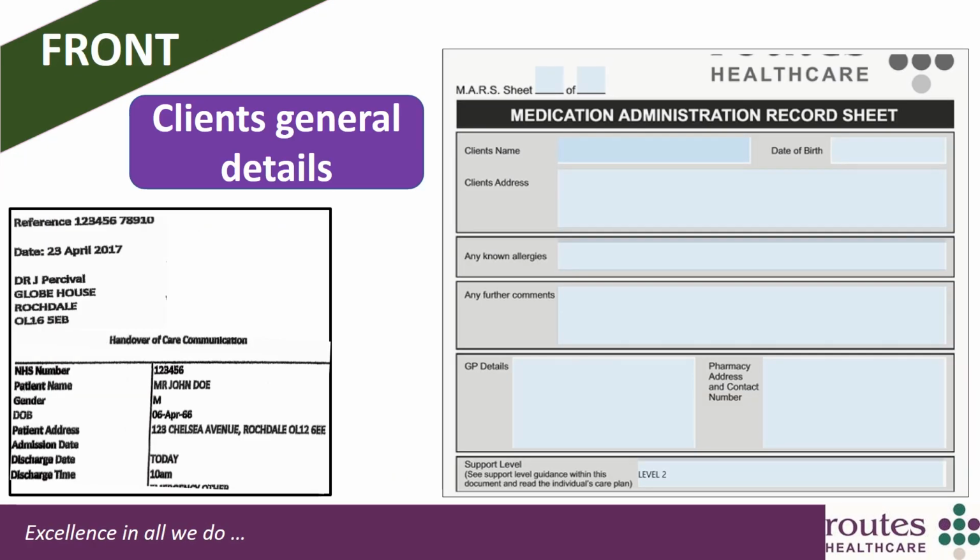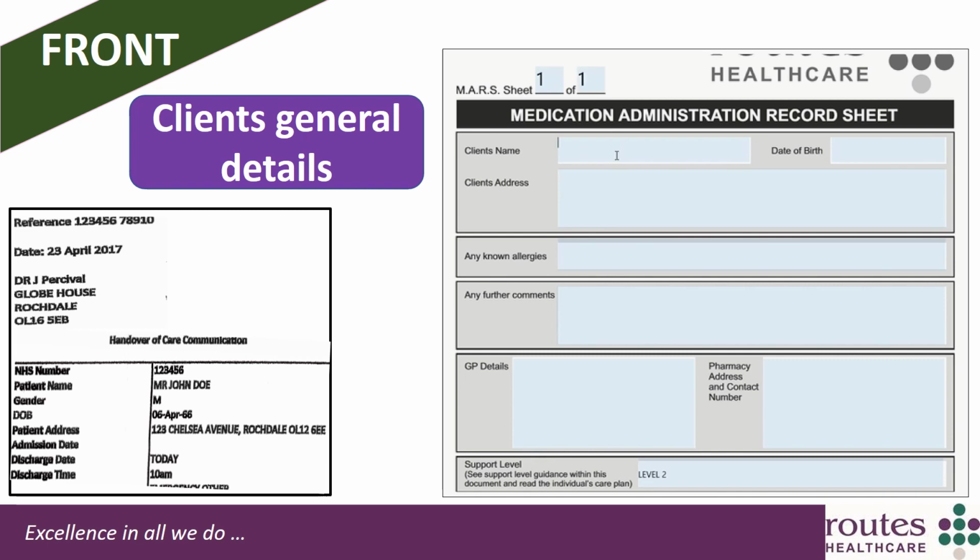So the front page of the MARS chart is very self-explanatory. However, I will quickly go through it. On the top left-hand corner, you will see that it says MARS sheet _ of _. That's in regards to how many MARS charts our client has in place. Most of the time, it will be 1. However, we do have clients with 2, maybe even 3. Now, in regards to John Doe, the client that we're going to be talking about today, he has 1 MARS chart, so it will be MARS sheet 1 of 1.